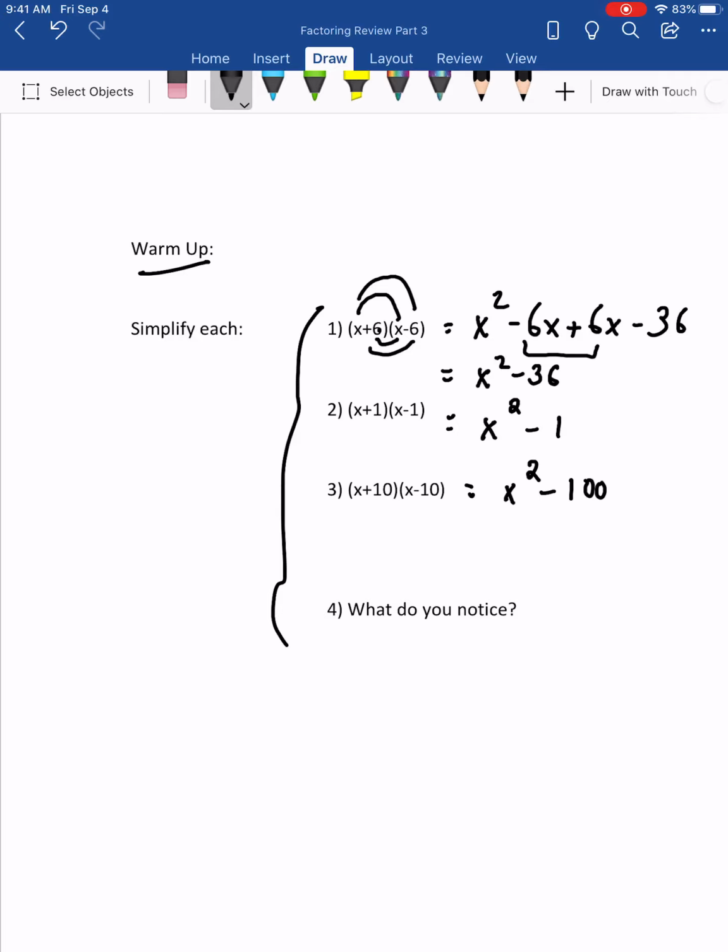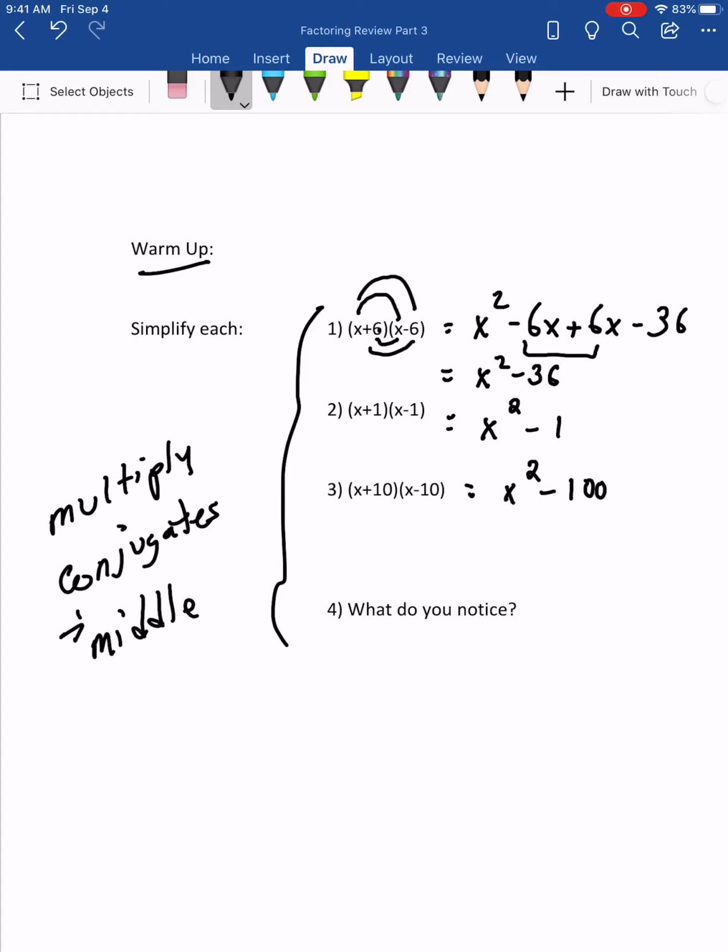When we multiplied, these are called conjugates. Multiply conjugates, the middle term cancels. Okay, so number 1 gave us a negative 6 and a positive 6 for the middle term, which cancels out because it makes 0, all right, etc.